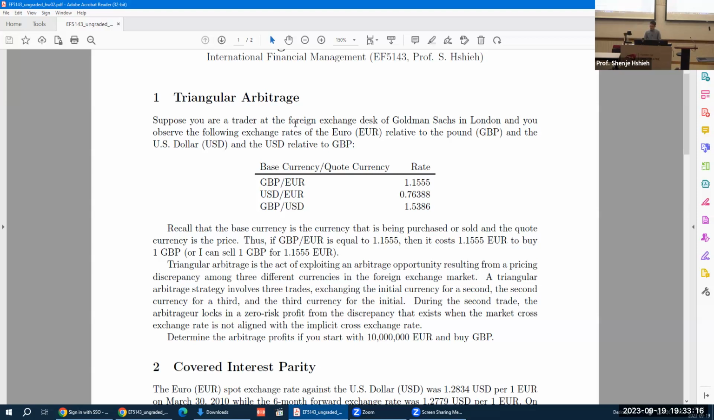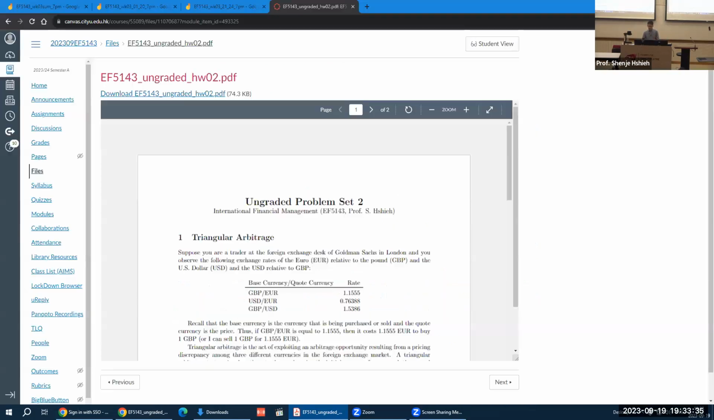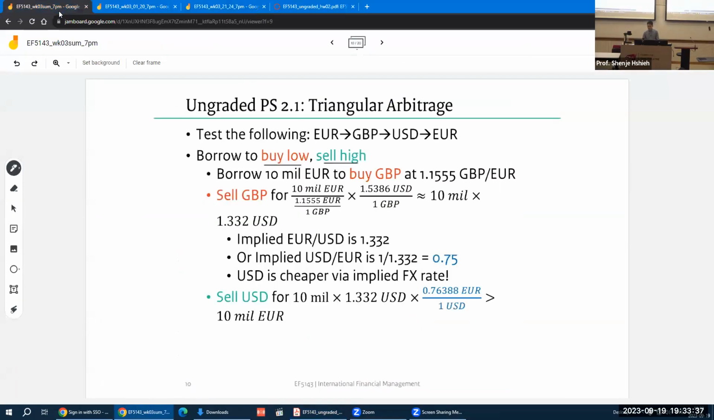All right, so suppose you are a trader at the foreign exchange rate desk at Goldman Sachs in London. You observe the following exchange rates, all right? You have euros per pound, euros per dollar, and USD per pound sterling. And you have these following rates. Okay, so let's try to identify an arbitrage. So I'm going to just find the route, show you the route that makes you infinite money. So I'm going to try this one, euros to British pounds to US dollars to euro.